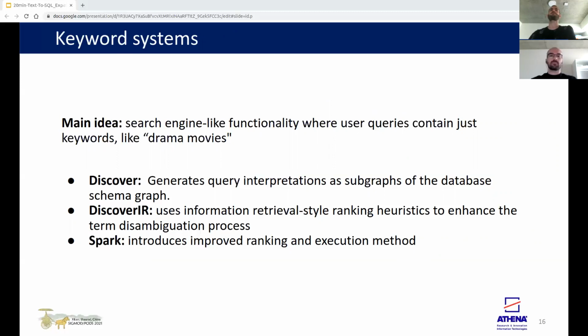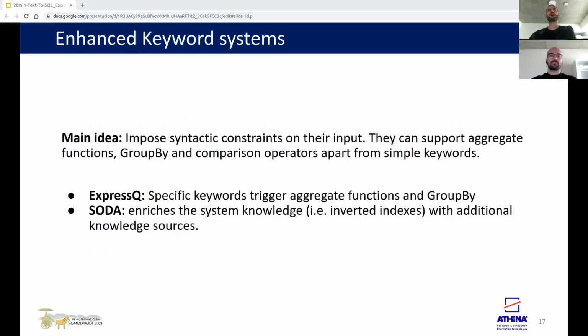Discover, for example, generates a query interpretation as a subgraph of the database schema graph. Discover-IR builds on Discover and adds information retrieval style ranking heuristics to enhance the term disambiguation process. And Spark introduces improved ranking and execution methods.